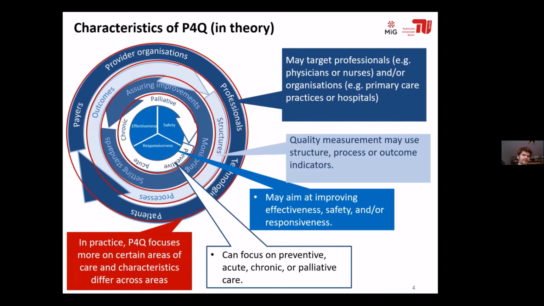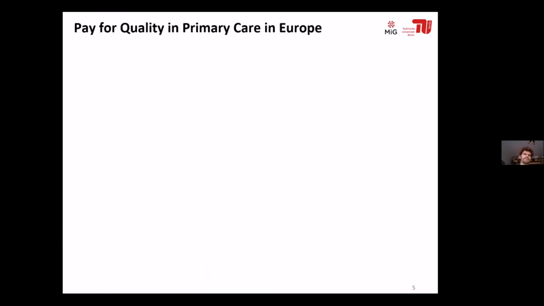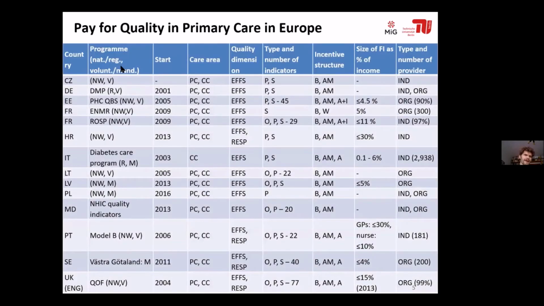However, in practice, pay for quality usually focuses more on certain areas of care, and certain characteristics differ across areas. And that I will show in the next slides that give you an overview of pay for quality programs in different European countries. So when looking at pay for quality in primary care in Europe, we see that in fact there are 14 programs in 13 countries, and that is because there are 2 programs in France. But there are programs in many European countries, although these are in fact rarely discussed in the literature.